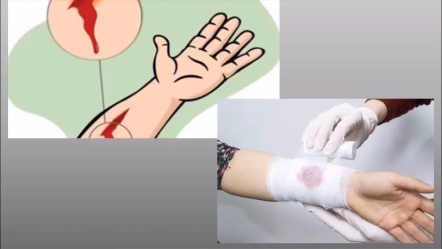So the first is bleeding. If the victim is injured and is bleeding, what we can do is we should cover the wound with an antiseptic pad.